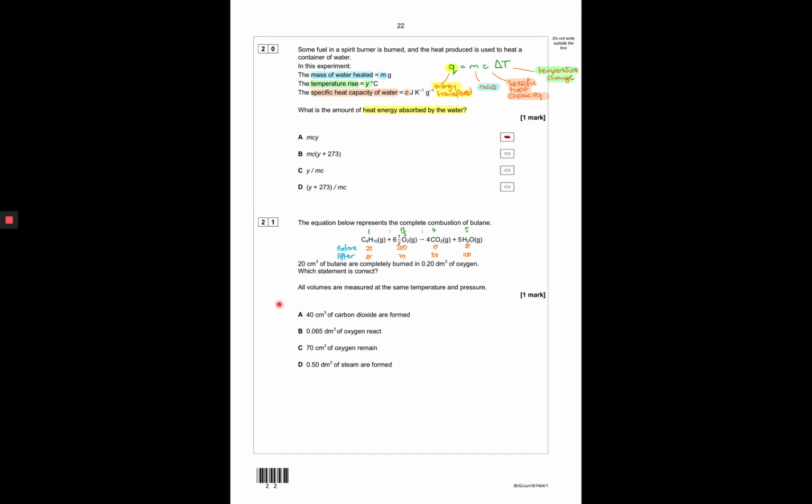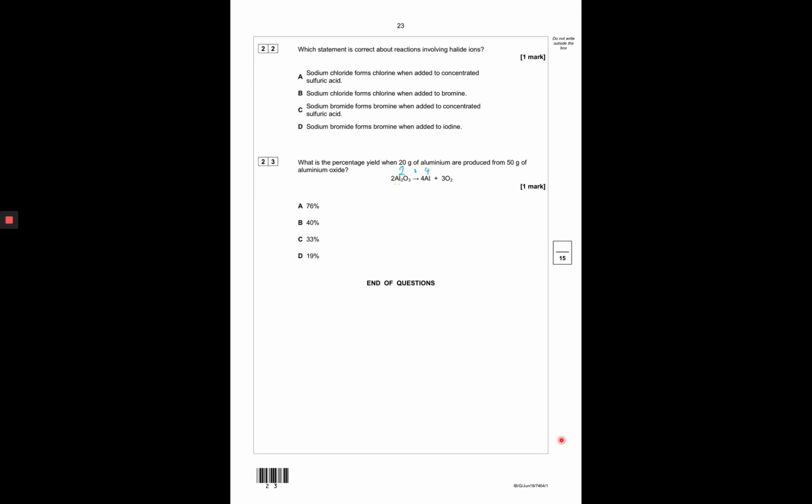Now, if we look at the options, 40 centimeters cubed of carbon dioxide was formed. Nope. 0.065 decimeters cubed of oxygen reacted. Nope. And then 70 centimeters cubed of oxygen remains. Yep. So there's our answer. I think an approach in this question is just to try and work it out in the first place and then have a look at what your choices are. Nearly at the end.